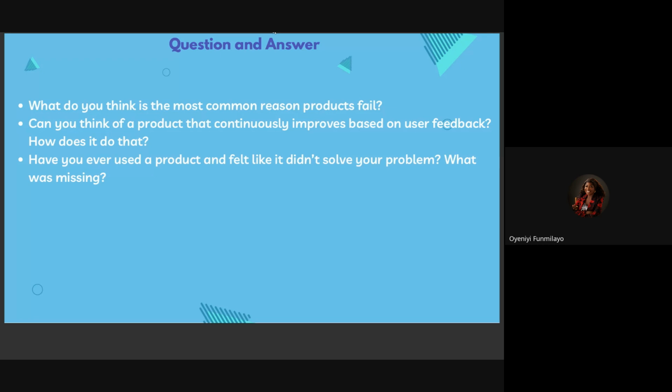Are you able to see my screen? Oh my god, why is it not showing? Okay, can you hear me? Yes. Okay, but you can see my screen now. Yes, yes.